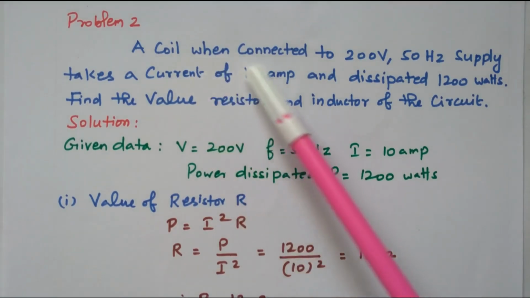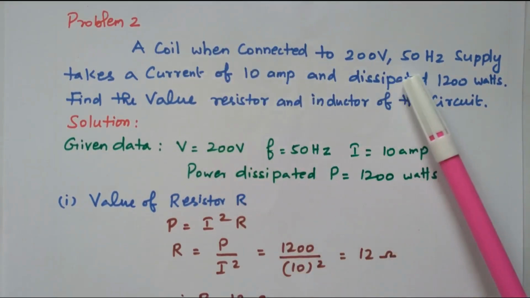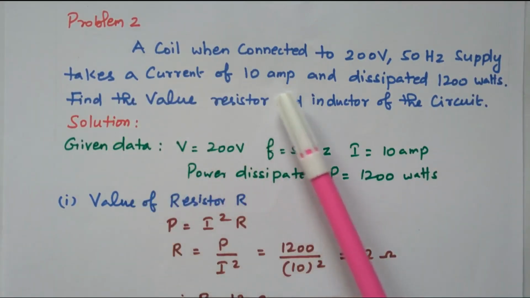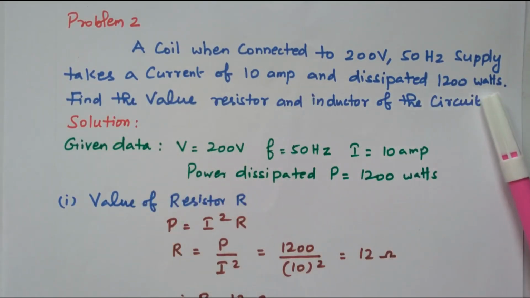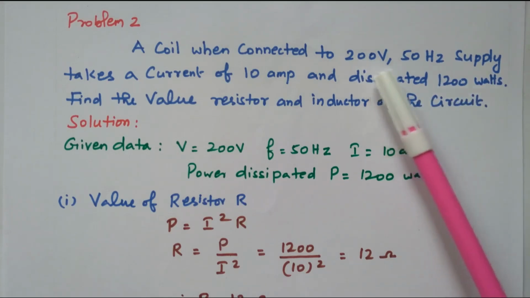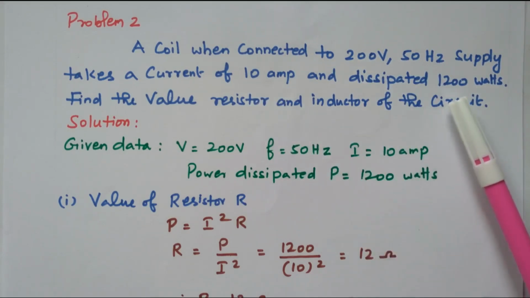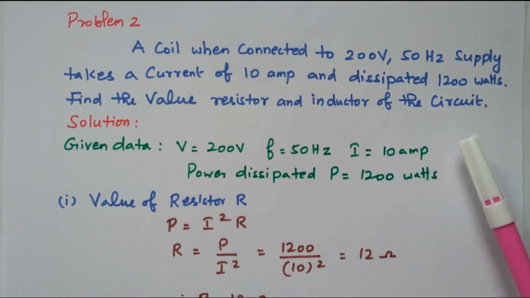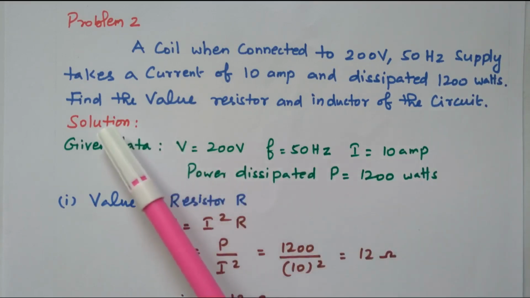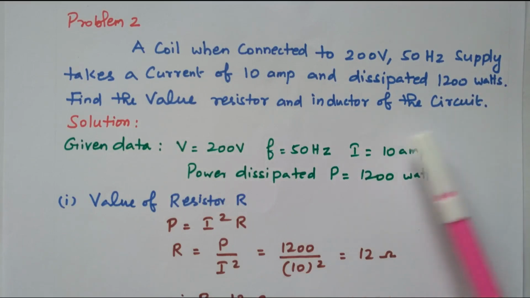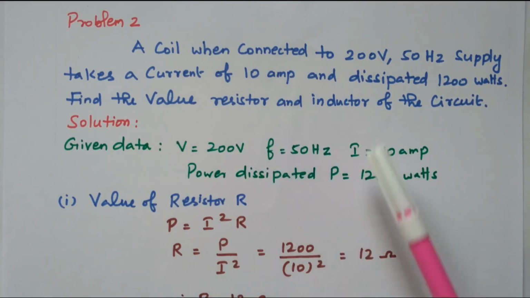A coil, when connected to a 200 volt and 50 Hz supply, takes a current of 10 ampere and dissipates 1200 watts. So one coil is connected to a 200 volt, 50 Hz supply. It takes 10 ampere current and dissipates 1200 watts. In this problem we need to find the value of the resistor and inductor of the circuit.